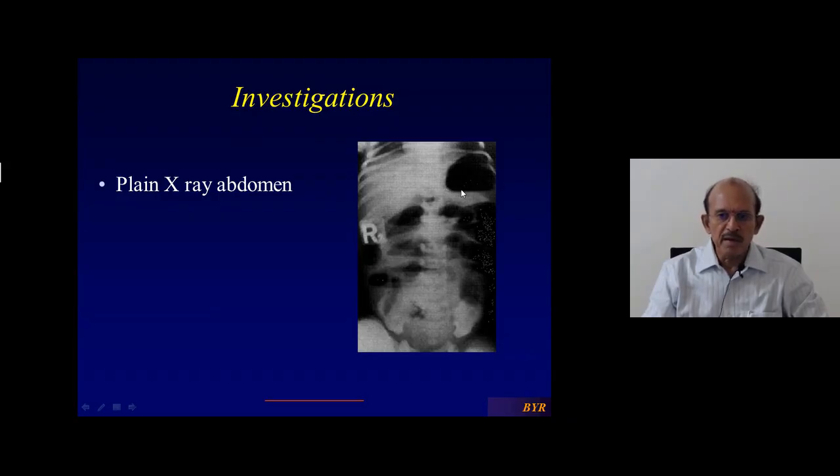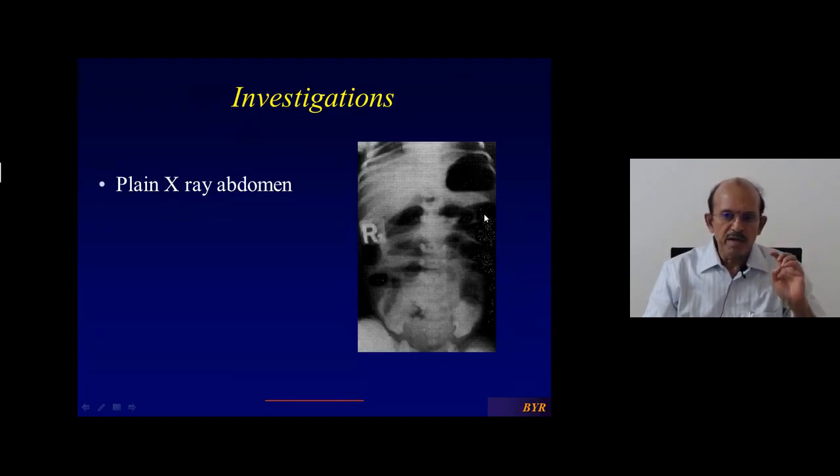Whenever you see a horizontal fluid level or a horizontal lower border for an air shadow, that means the X-ray is taken in erect posture. You can see all these air shadows. They have horizontal borders. So that means it is an erect posture X-ray. That's number one.